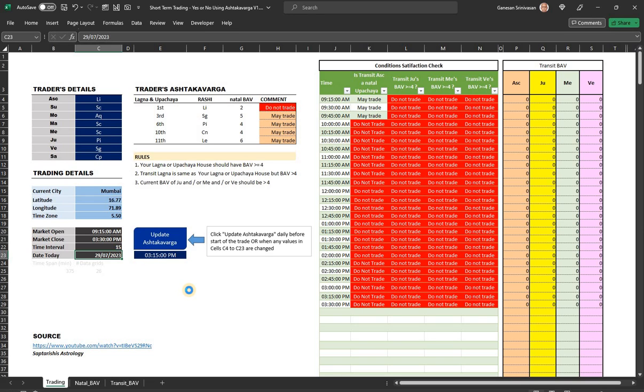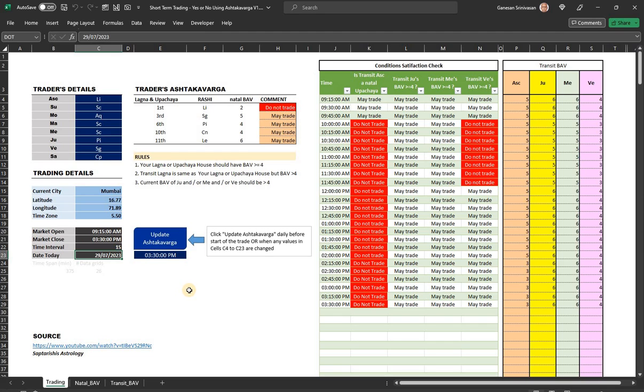Of course, one can change these values. If it's in another country, maybe the time slots are different. So there you see, it has updated all this, and the only time slot this trader gets is between 9:15 and 9:45, when it transits the Upachaya house. His Upachaya house is Libra, and it transits that, and it transits no other sign which are comfortable for him. None of them are Upachaya houses for him.